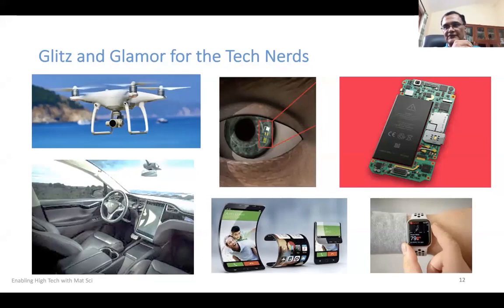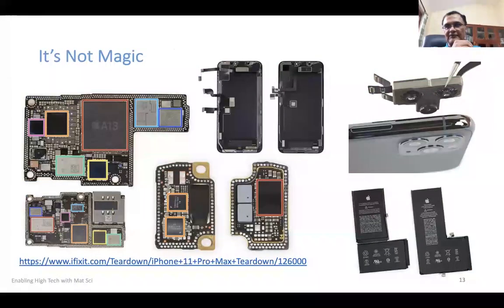If you can go to the next slide, this is what you see if you take apart the latest Apple iPhone, the iPhone 11. What do you see here? On the left, I have all the chips. You see those squares or rectangular pieces. Those are what we call integrated circuits or chips. In the middle, the two black rectangles are the display. On the top right, you have the cameras, and there are three of them.